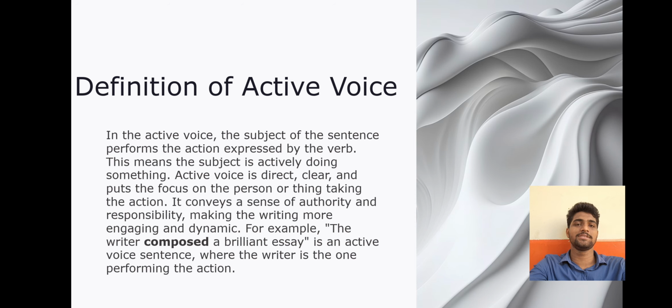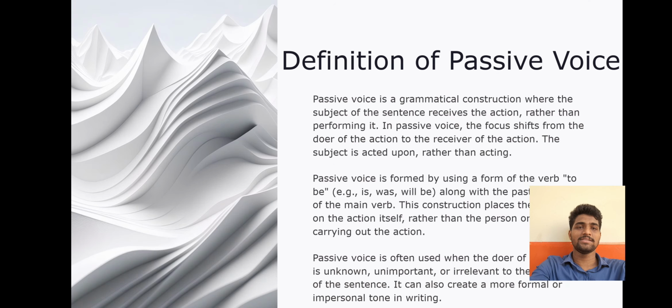Definition of active voice. In the active voice, the subject of the sentence performs the action expressed by the verb. This means the subject is actively doing something. Active voice is direct, clear, and puts the focus on the person or thing taking the action. It conveys a sense of authority and responsibility, making the writing more engaging and dynamic. For example, "The writer composed a brilliant essay" is an active voice, where the writer is the one performing the action.